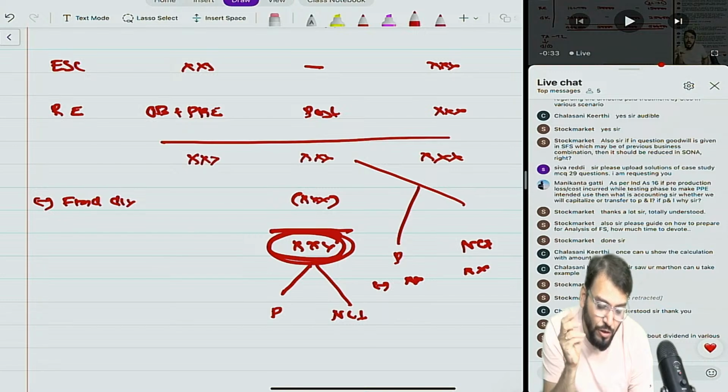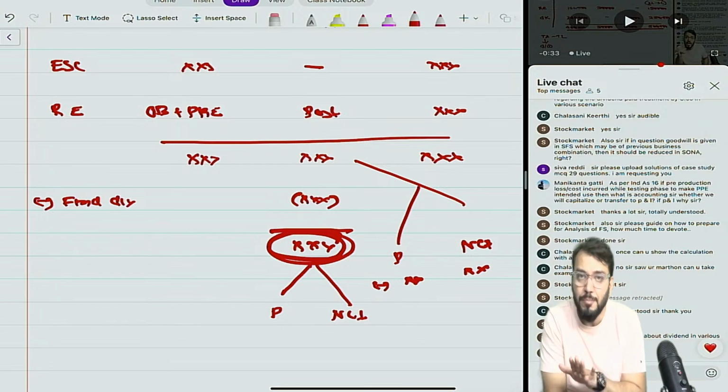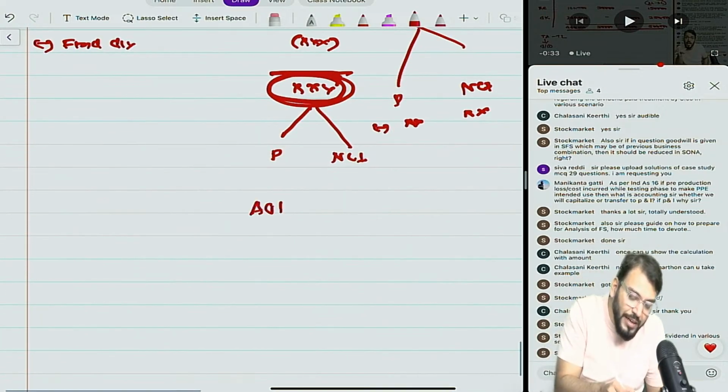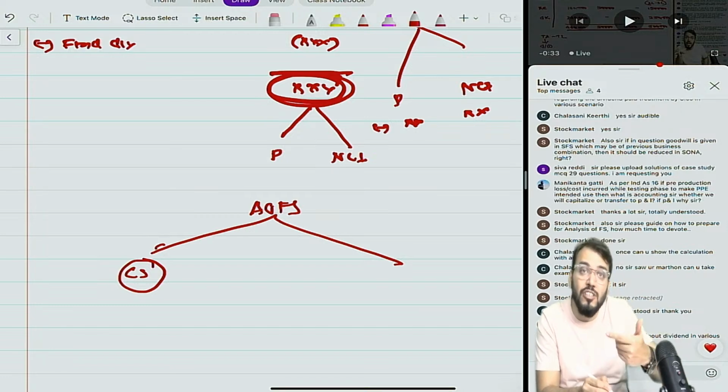Also, sir, please guide on how to prepare for analysis of financial statement. How much time to devote? Just try to understand, the analysis of financial statement does not require any preparation. There are some case study based questions in analysis of financial statement. They have given some case study based questions that are based on some respective Ind ASs. If you have done all the Ind ASs, you can answer all the questions.